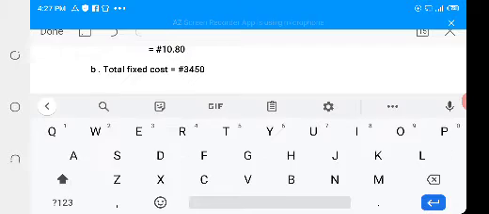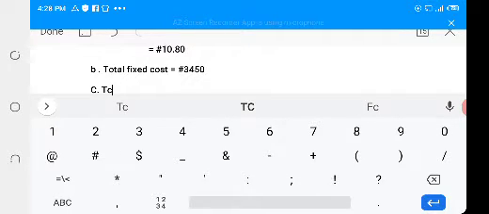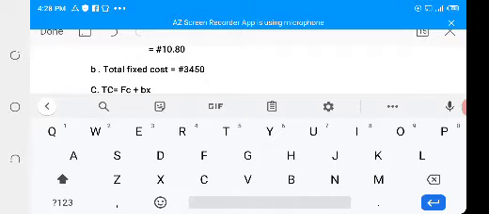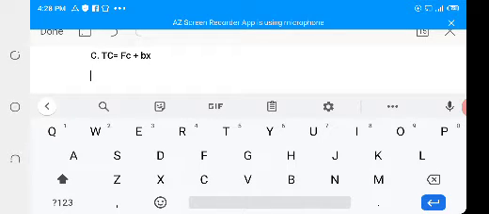Then the C says determine the total cost in July if the production is 750 units. So the C said our total cost. Remember the total cost is TC equals FC plus BX. And we are told that if we produce 750 units, what will be our total cost?